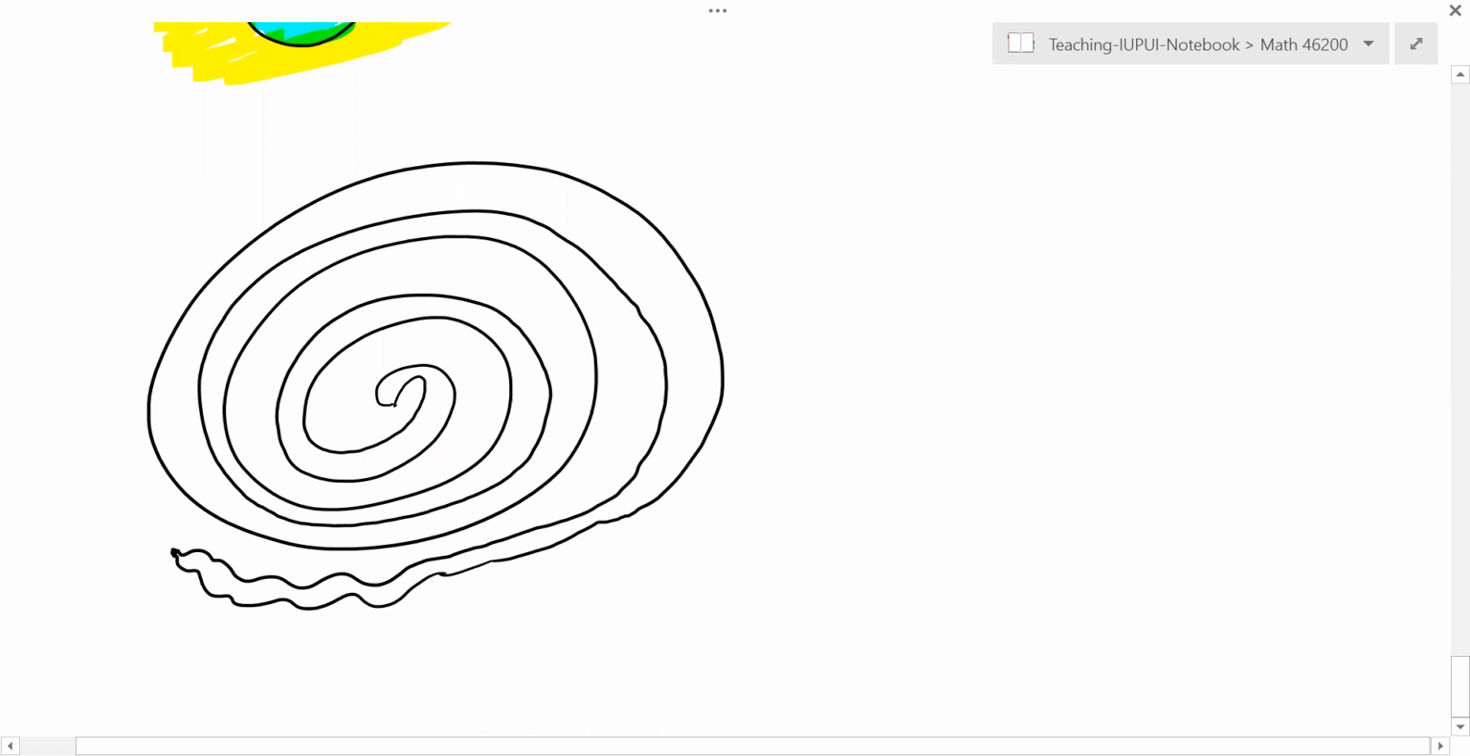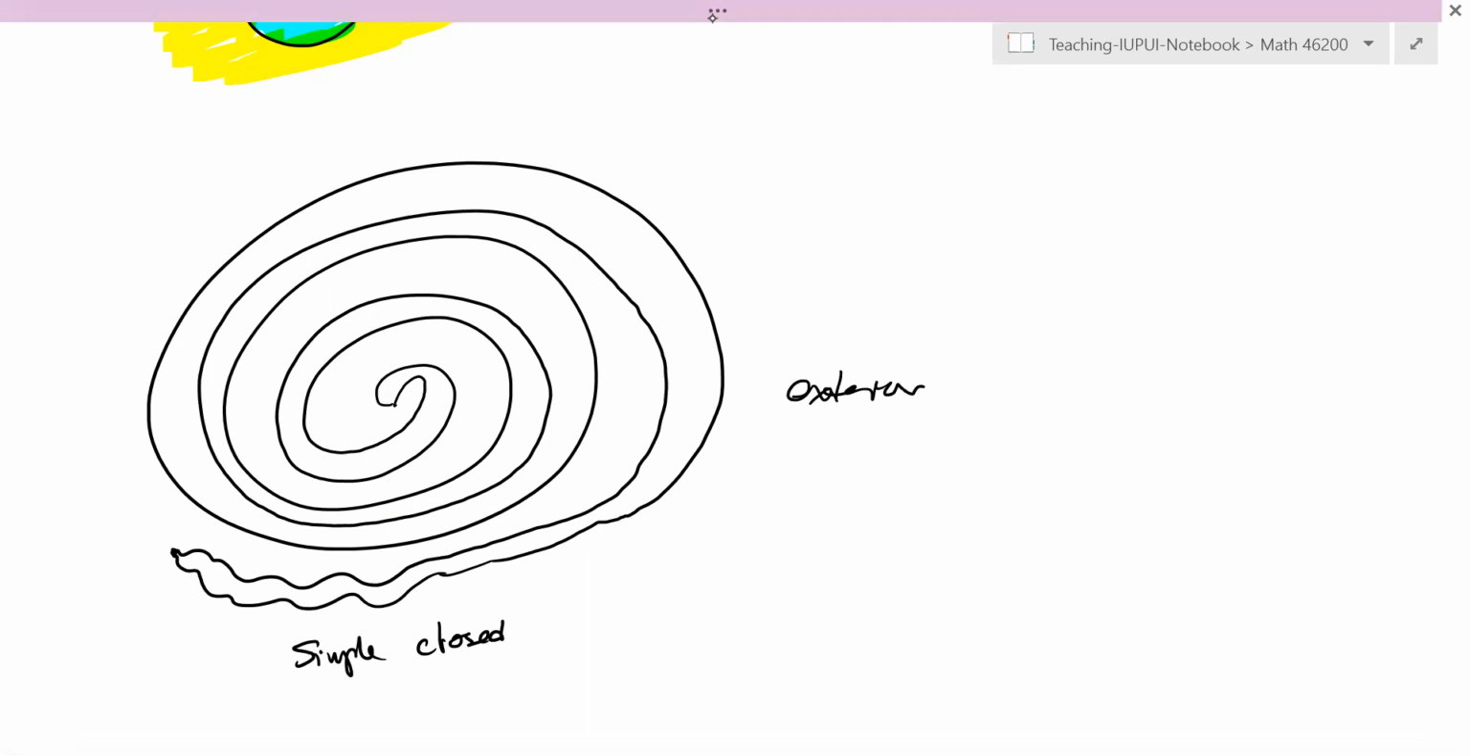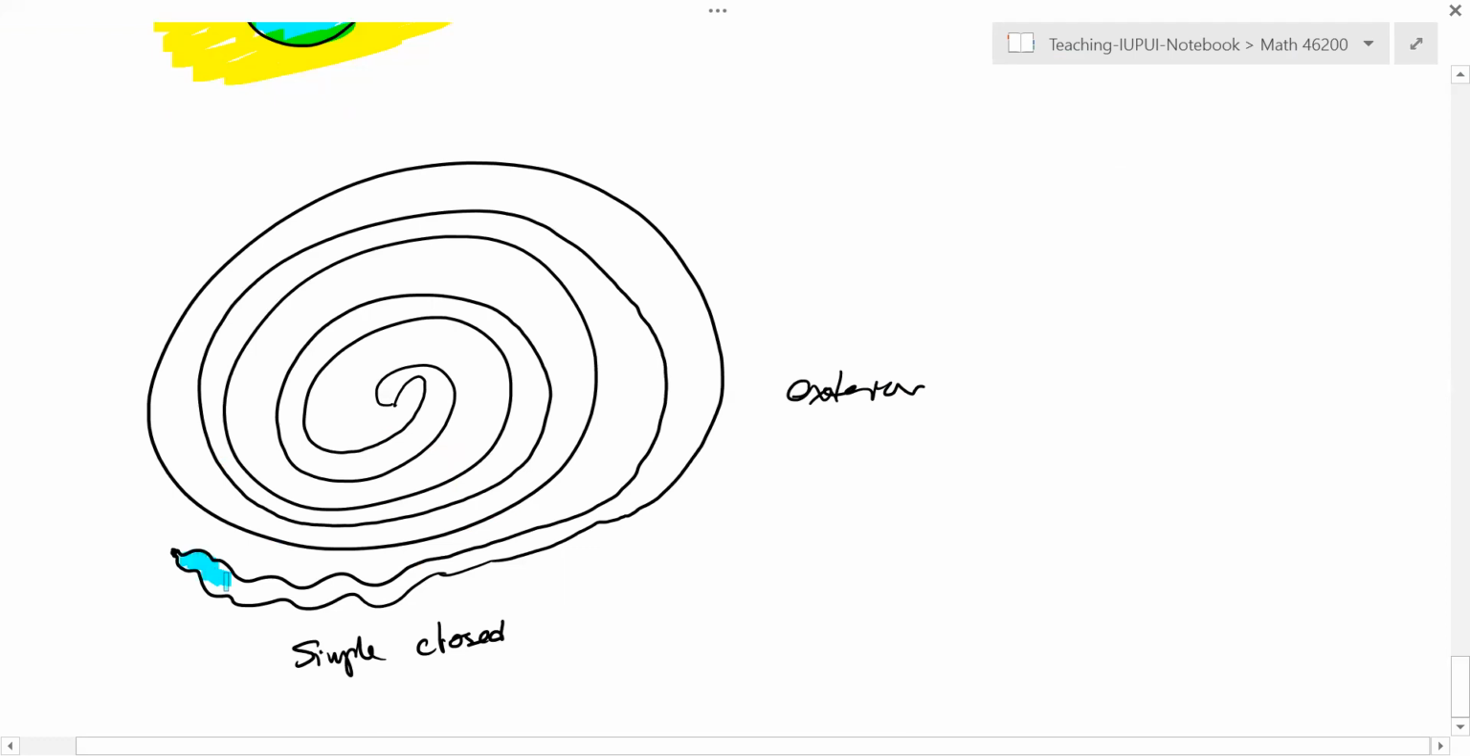But does it divide the whole region into two? Does it divide R3 into two connected regions? It's not that obvious, right? This is a simple closed curve. Now, which part is the exterior? I think this part should be exterior, no problem. Then you have to determine the interior. I think this interior can be colored. Let's paint it. Okay, you can see that now it's easy to see. It's interior, interior, interior.